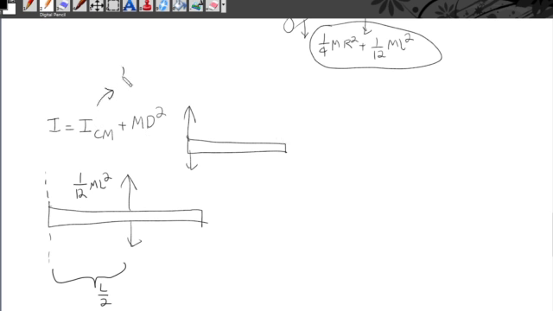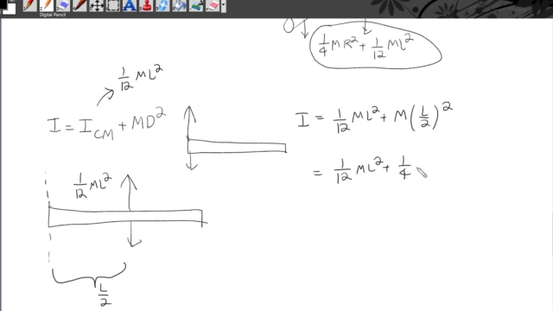Since we know that this is 1/12 ml squared, we have that I is equal to 1/12 ml squared plus m times L over 2, which is over here, L over 2 squared, which gives us 1/12 ml squared plus 1/4 ml squared, which is 1/3 ml squared, which checks out with what I said earlier. And yeah.